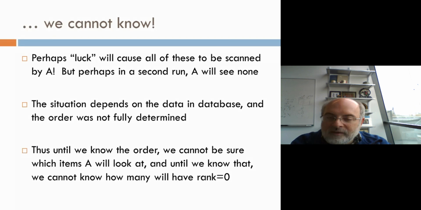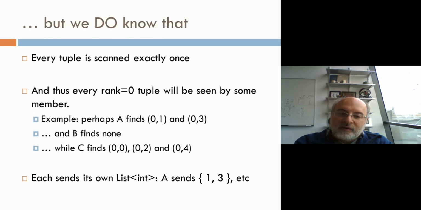So until we run the system, the order isn't fully determined. The order that's actually in the database determines who replies with which elements. And so we might actually see a situation in which different elements see different lists. So perhaps A finds 0, 1, and 0, 3, B finds none, and C finds 0, 0, 0, 2, and 0, 4. Each sends its own list. For example, A sends 1, 3, because those are the values associated with 0, 1, and 0, 3.